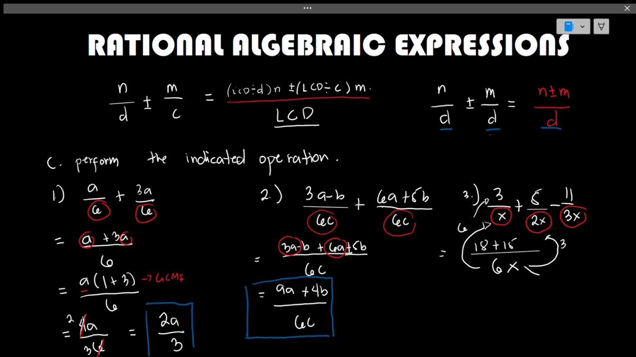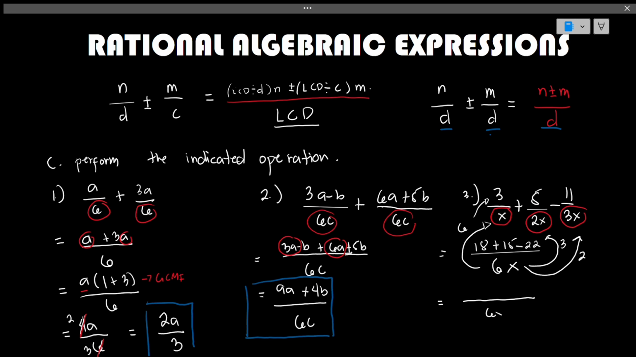Next, LCD divided by the denominator and multiplied to the numerator. This will become 2 times negative 11, which is negative 22. So first, LCD divided by the denominator, which is 6, and multiply to the numerator, so 6 times 3 is 18, and do the same thing to the others.